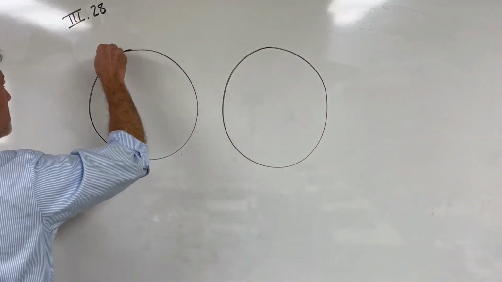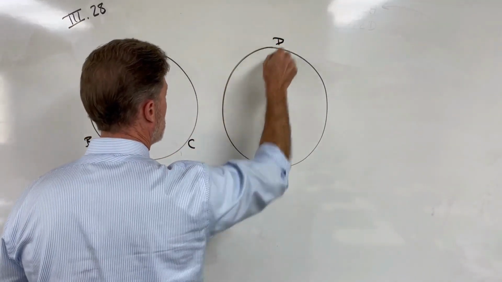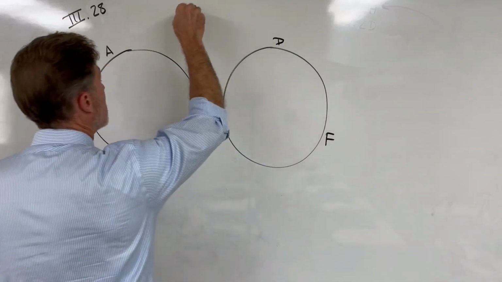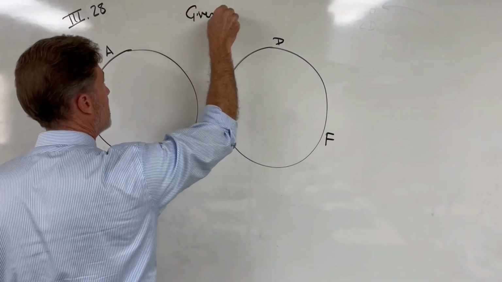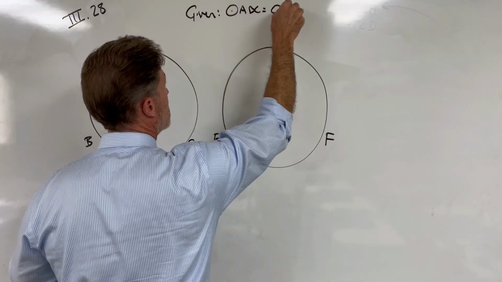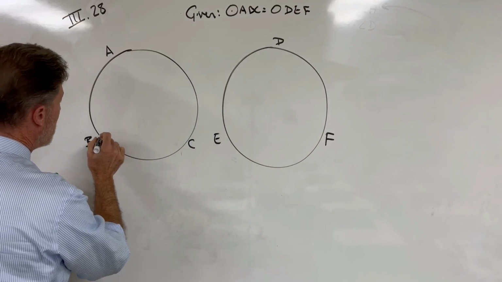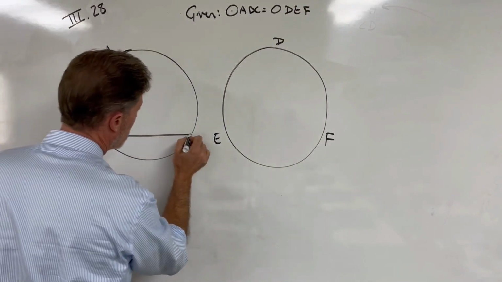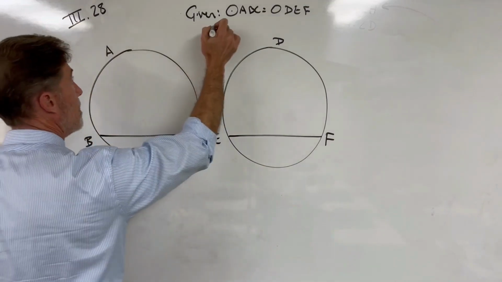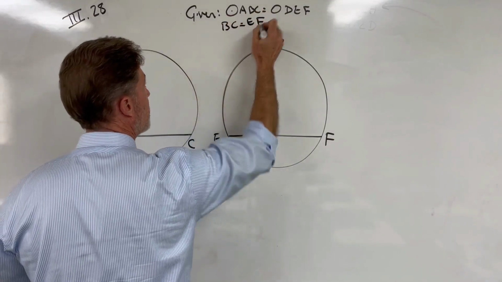We'll call this circle ABC equal to circle DEF. That's our first given. So circle ABC is equal to circle DEF. And if we have equal lines within these circles, so it's also given that BC is equal to EF.